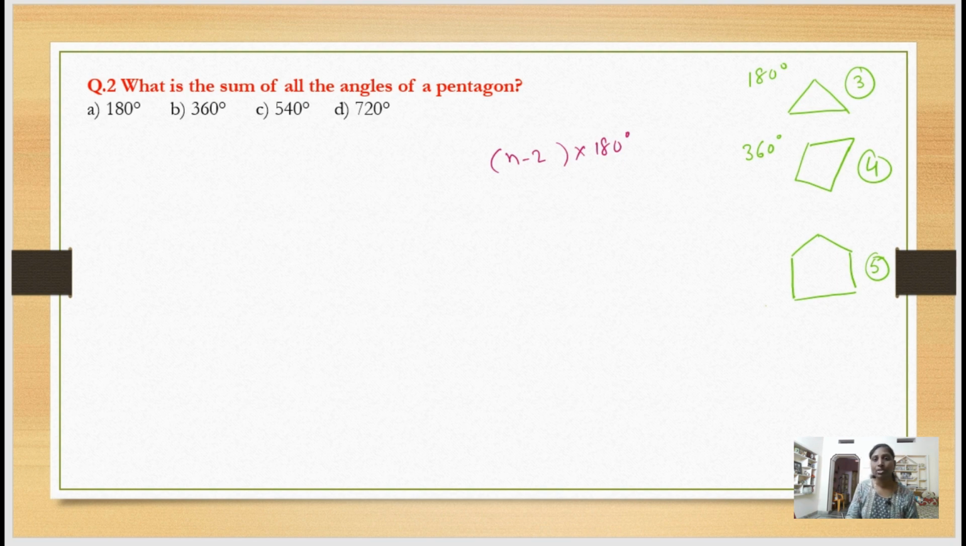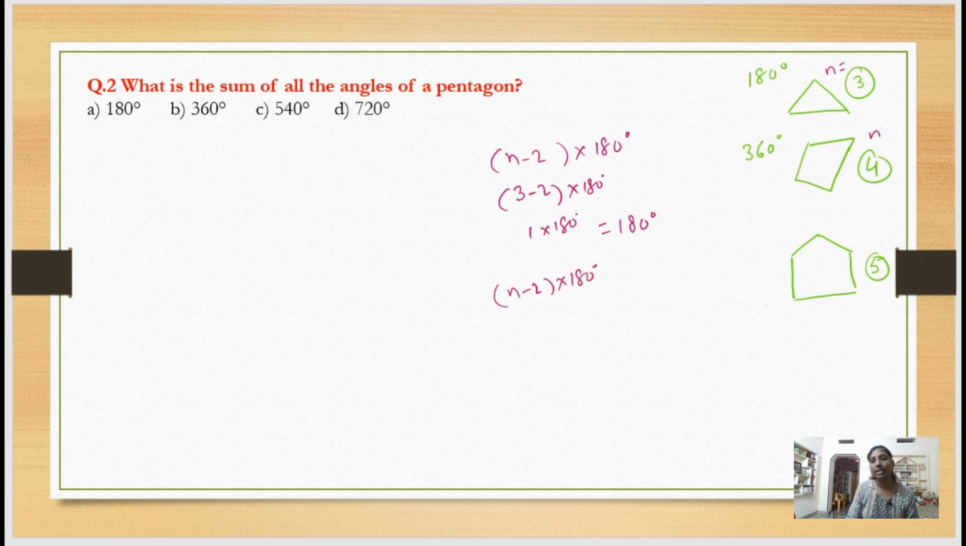Okay, so for triangle n is equal to what? 3. So put here 3. 3 minus 2 into 180. Now solve it, simplify it. 3 minus 2 is 1. 1 into 180. 1 into 180 is 180. It means it is true for triangle. Okay. Now let us verify it for quadrilateral. Again I will write here n minus 2 into 180 degree.